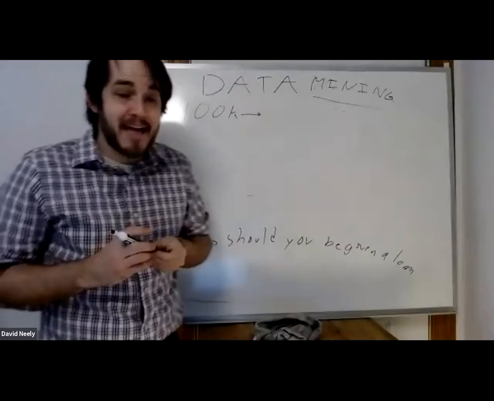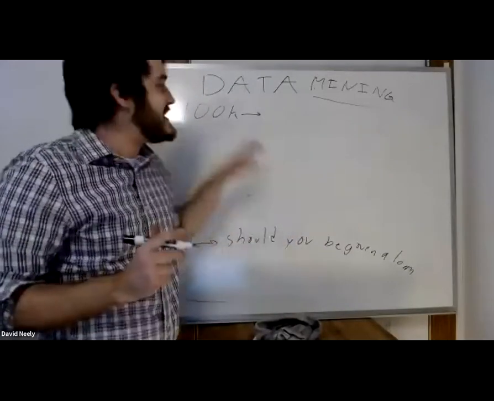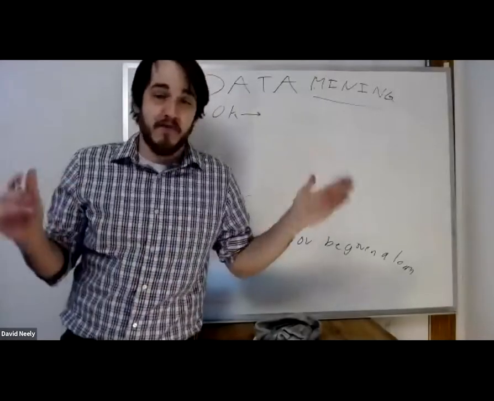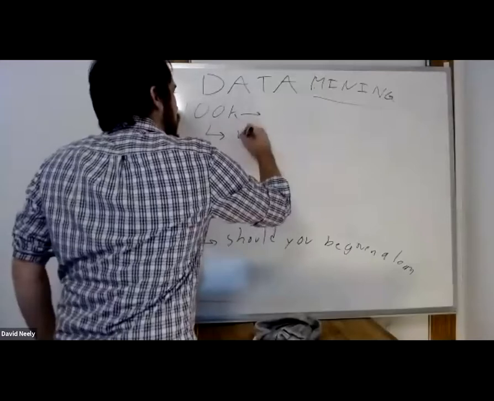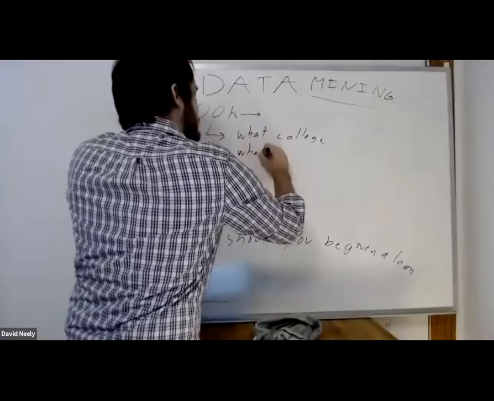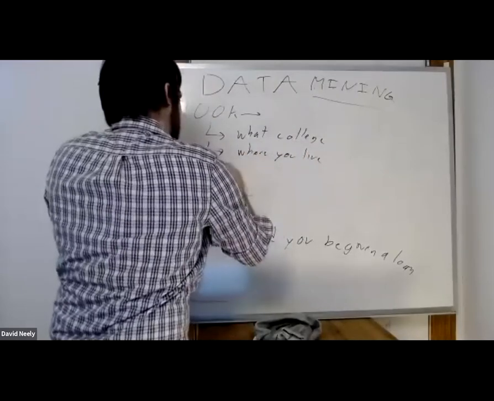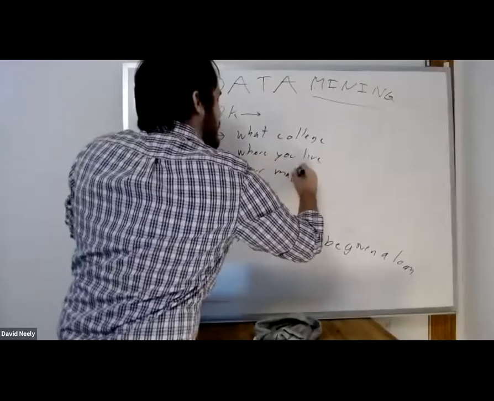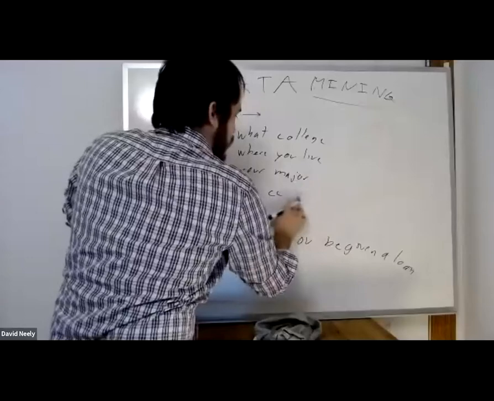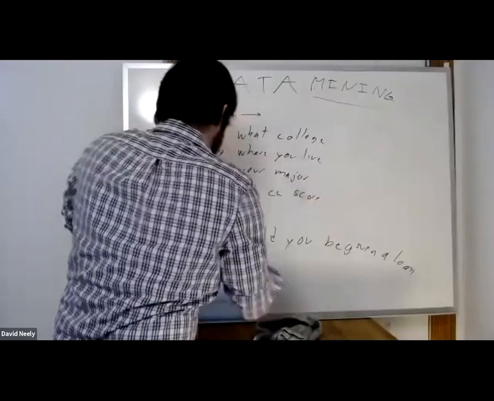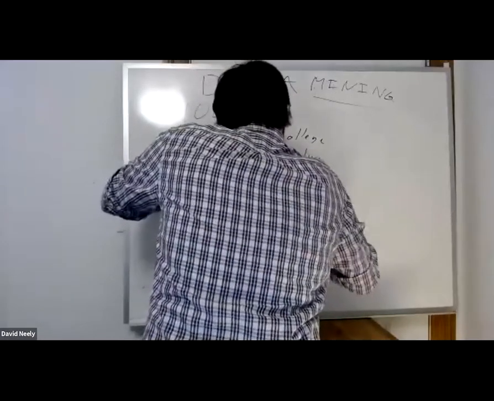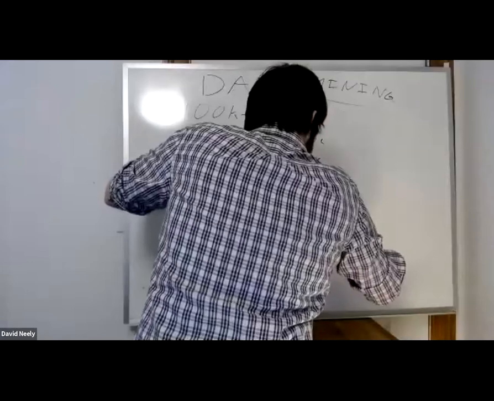Well, a lot of times what banks end up doing is they just take the quickest and easiest data available to judge whether they think you are a safe bet to give a loan to. So they start to look at things like what college, where you live, your major, your credit card number or your credit score, and what type of business you're trying to start.